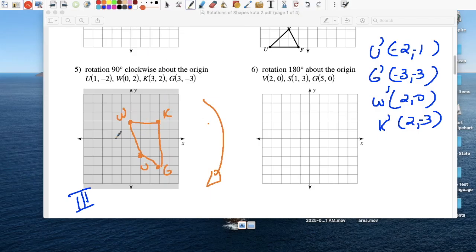U prime, negative 2, negative 1. G prime, negative 3, negative 3. W prime, 2 and 0. And K prime, 2, negative 3. So imagine that shape rotated, right? It becomes like that.